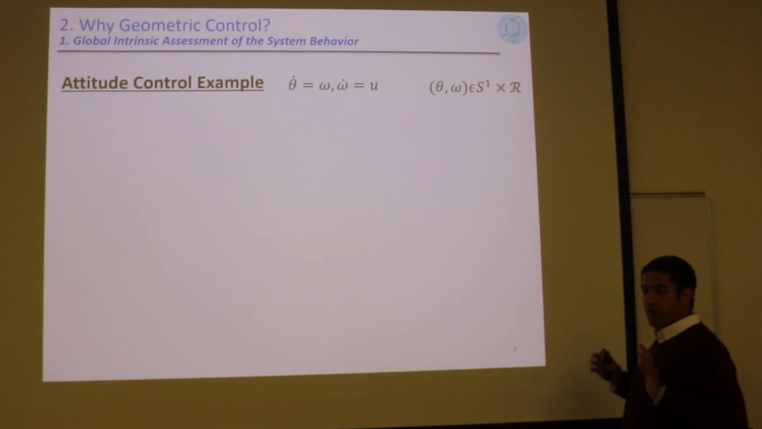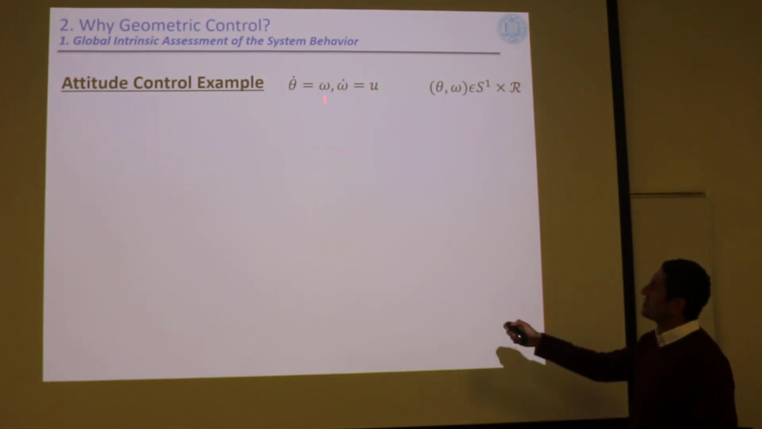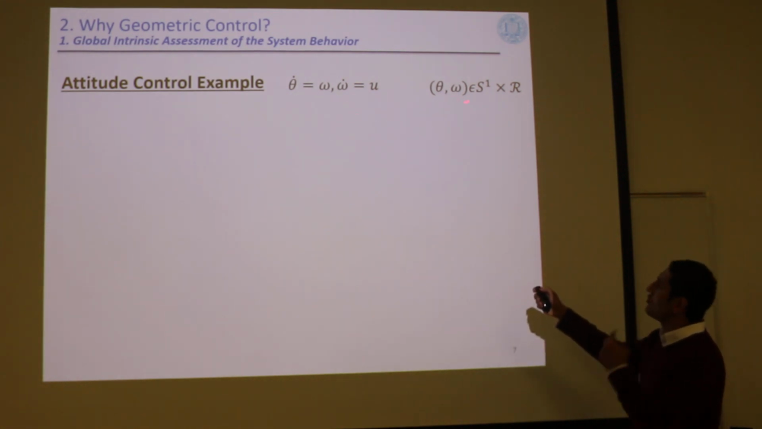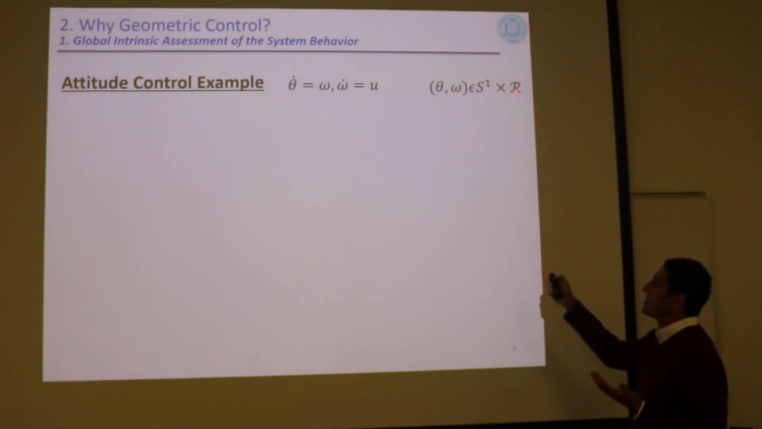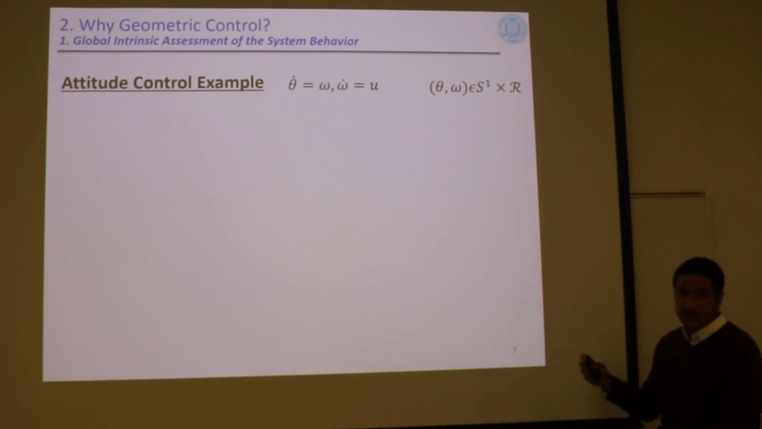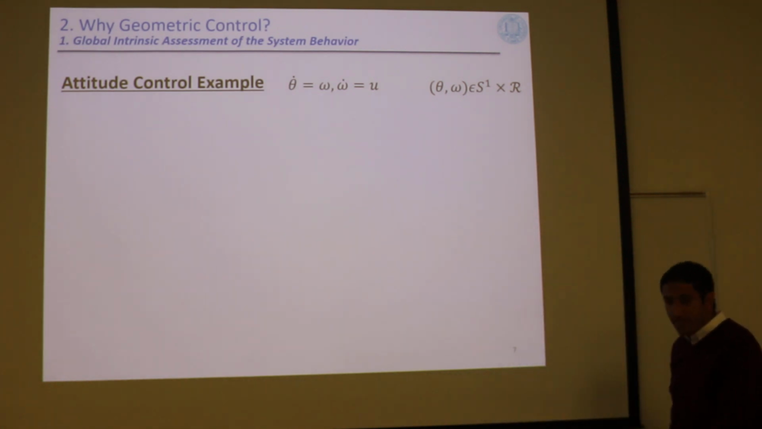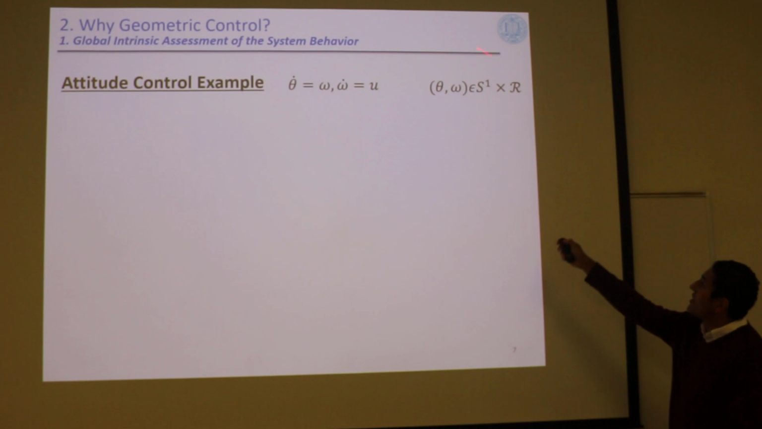And if we want to be precise, now after we have just 5 minutes introduction, we want to say this system, what are the states of this system? It's theta and omega. So theta and omega live where? Theta lives in S1, in the circle, and omega, the angular velocity, is just a real number, okay? So theta and omega live in S1 cross R. Okay, very good. So this is the real intrinsic state space, S1 cross R is like a cylinder, right?